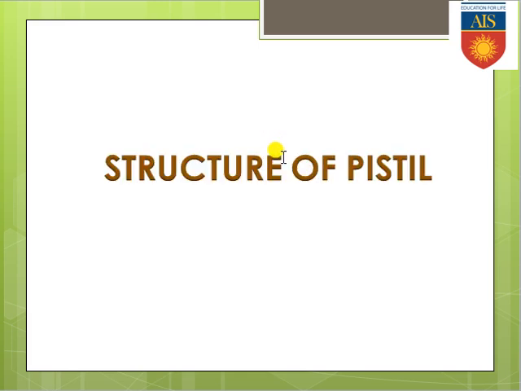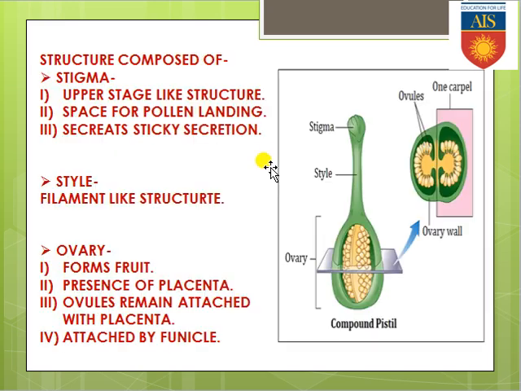Next we are going for the structure of the pistil. We have already discussed the structure of androecium in the previous part of this video. So here we will start discussing the structure of the pistil. Let's see. First of all, the pistil is commonly made up of the following structures. The first one is the stigma, the next one is the style, and the third or lower portion is the ovary.